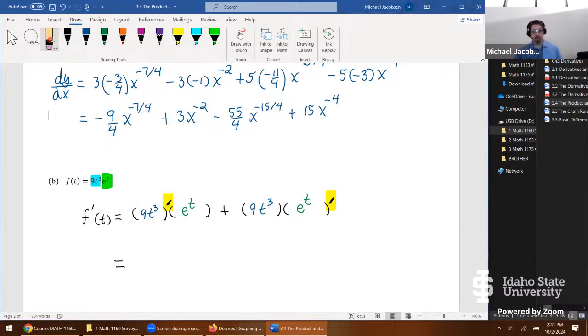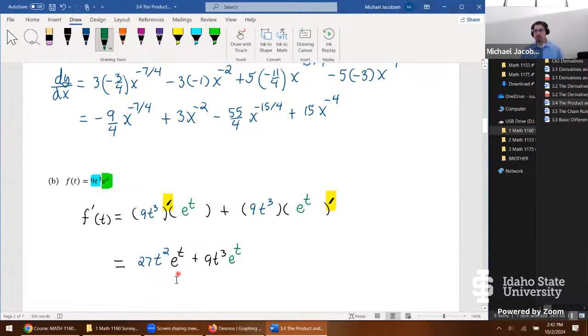Actually, I wanted to put that in blue just to convey that was the one differentiated. 27 t squared. Over here, this one gets copied, so I'll just put it in black to say we didn't do anything to it. E to the power of t plus, this one's copied, so 9t cubed. Then we differentiate e to the power of t. The best derivative in the world, I keep mentioning. Derivative of e power of t is itself e to the power of t. So that's finally our result.